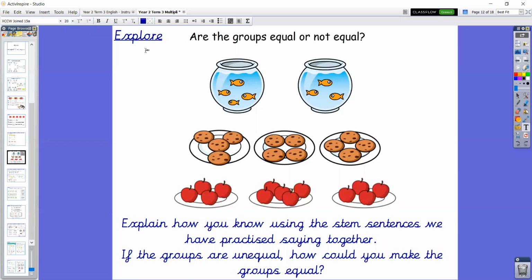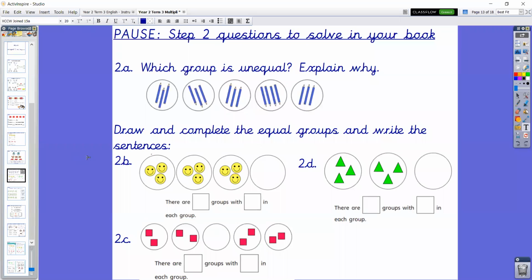Well done, Year 2. Thank you for talking about it at home, just like we would in the classroom. That's amazing. Next, we're going to be moving on to step 2 questions, which you'll be solving in your maths book.